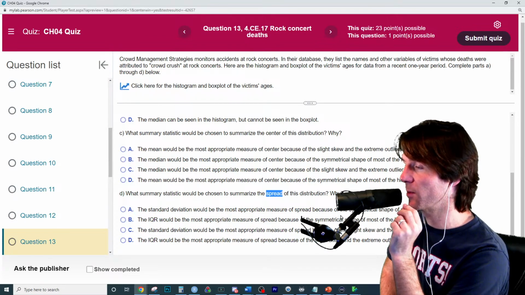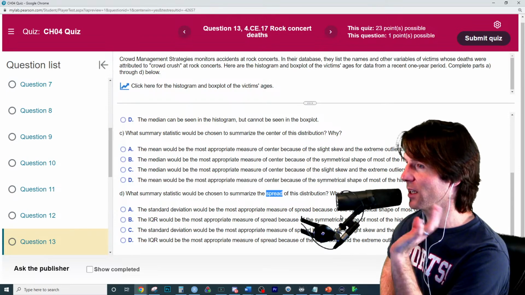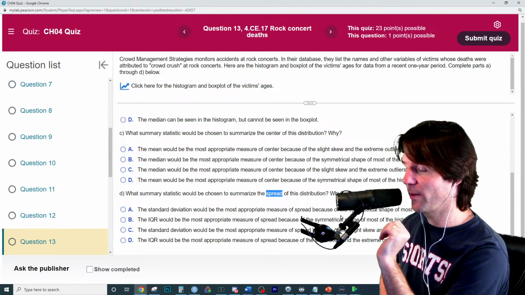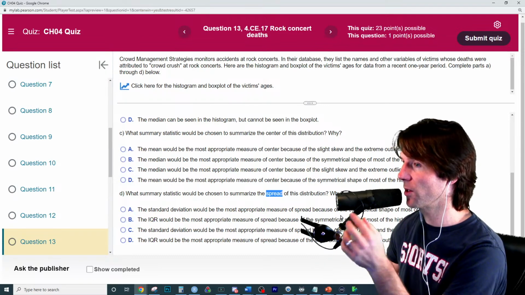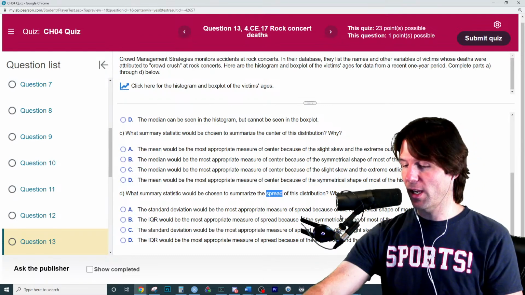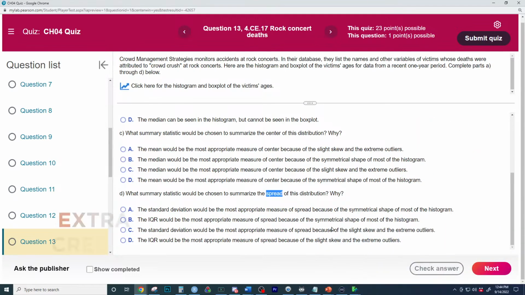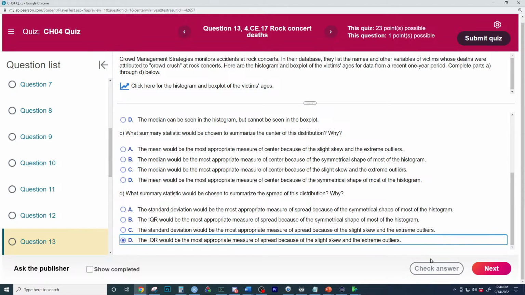You only have two things to pick between: standard deviation or IQR. Don't worry about it. We're always here to practice and take guesses, put it on flashcards. If data is skewed, Sarah got it right there. Great job, Sarah. We use the IQR. So the IQR would be the most appropriate measure because of the skew and outliers.